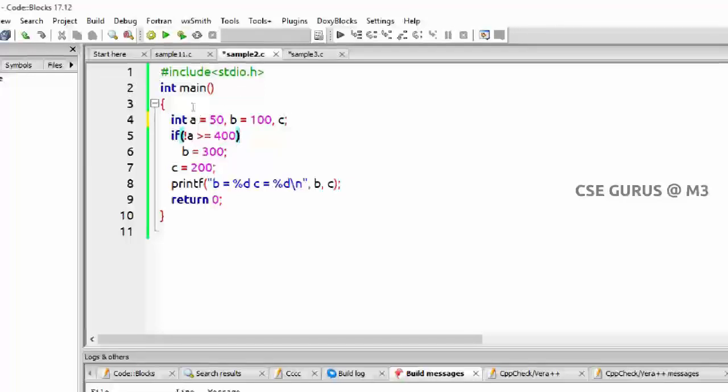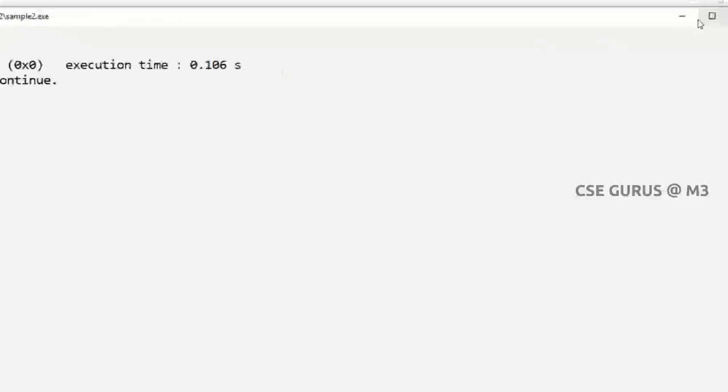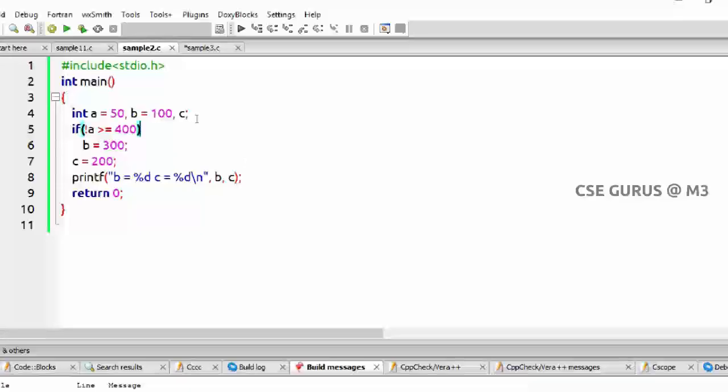So that's why this one statement will not be executed. Anyway, this one statement is inside the if condition, right? So b value will be 100 as it is, a value will be 50 as it is, right? So now you can see the answer anyways equals 200. So 100 and 200. So b value is unchanged. So like this we have to consider, right?